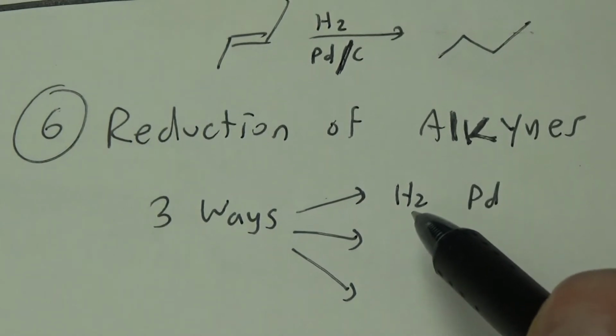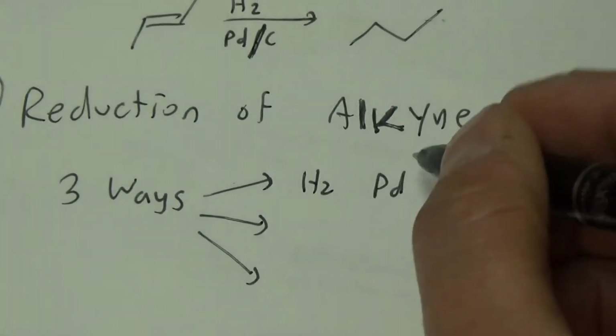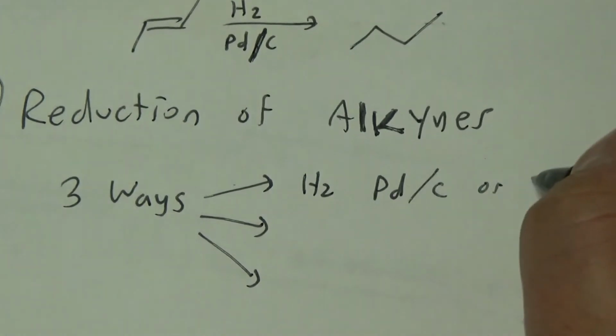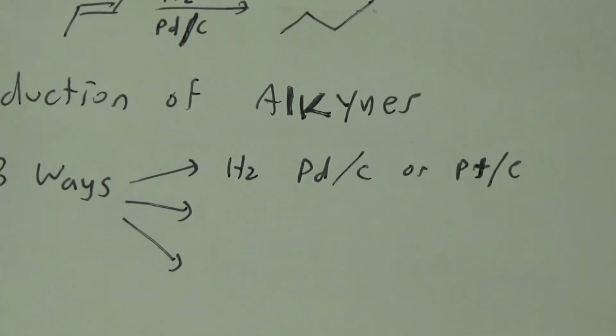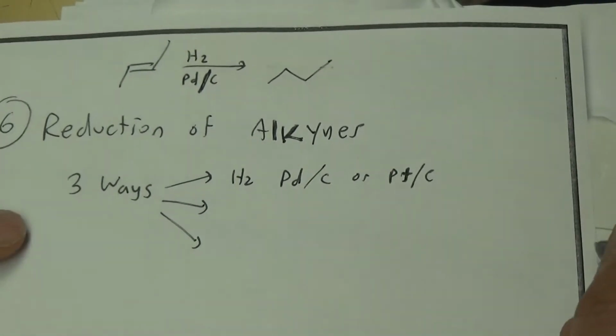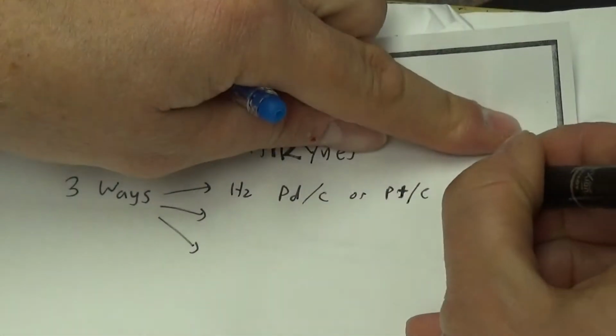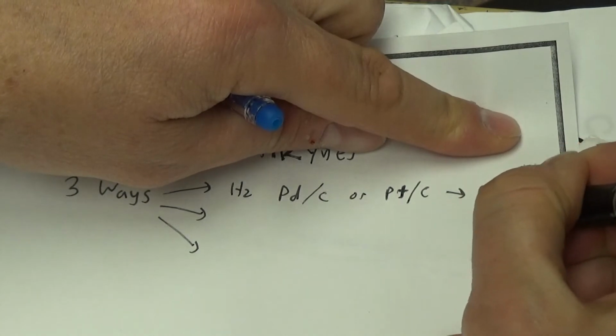Okay, three ways to do alkyne reduction. You can do H2 and palladium on carbon or platinum on carbon, usually. And that's going to be called a full reduction.